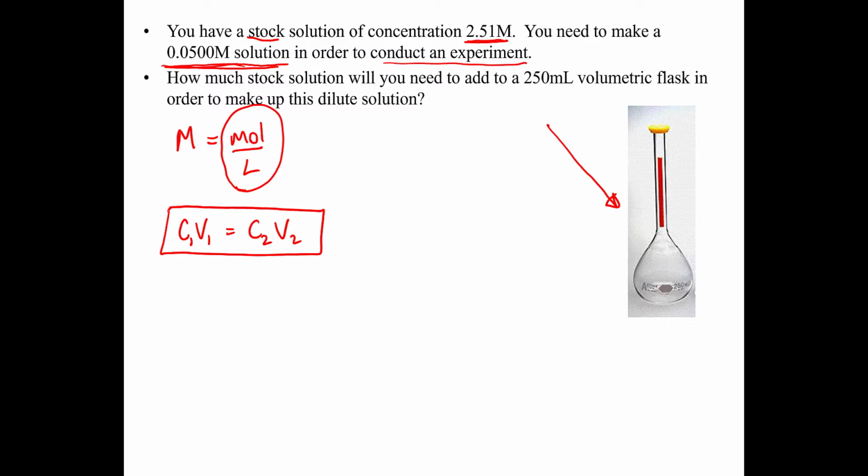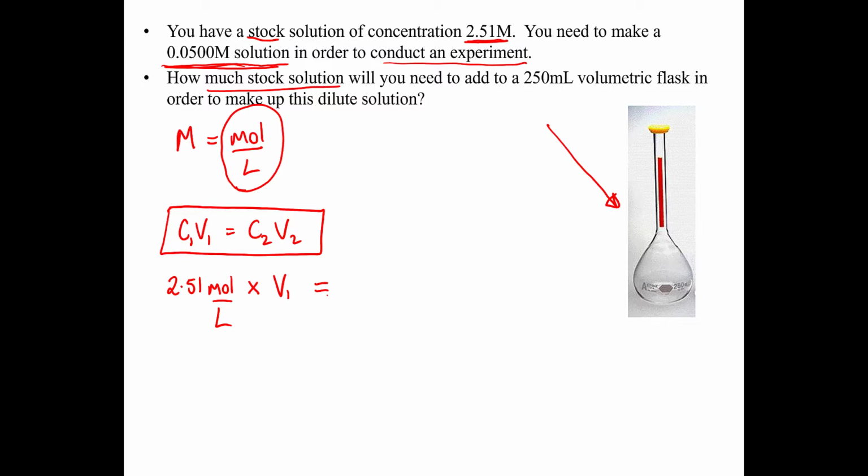So let's start with, for example, our stock solution. The concentration of that stock solution is 2.51 moles per liter. We don't know what the volume is at this point. We don't know how much stock solution. Remember, we're being asked how much stock solution we need. So we're going to just keep that as V1 in here. There's V1. We have V1 being equal to C2. What's C2 in this particular case? It's the final concentration that we need.